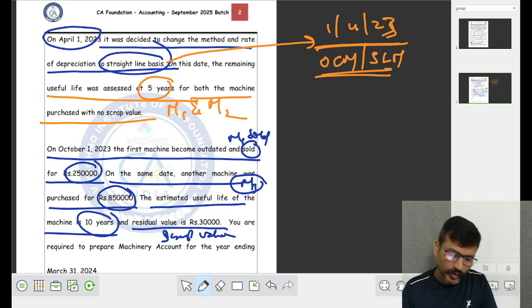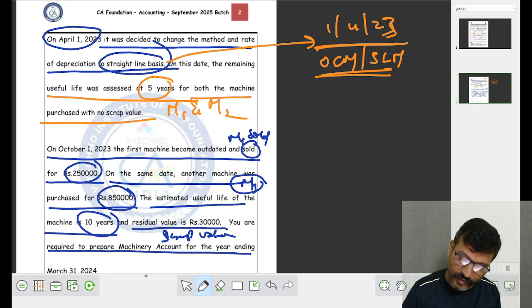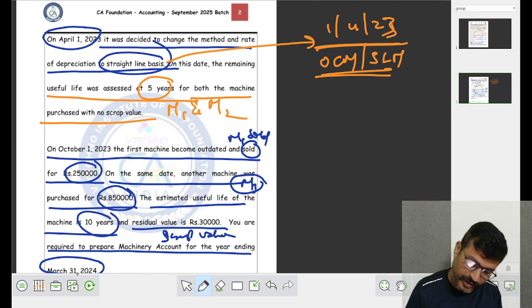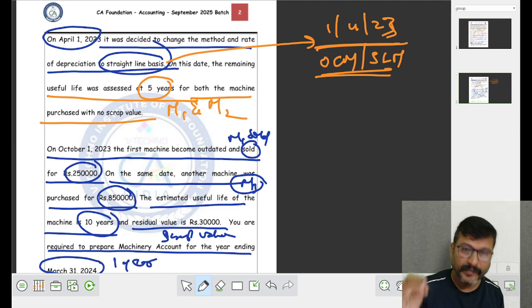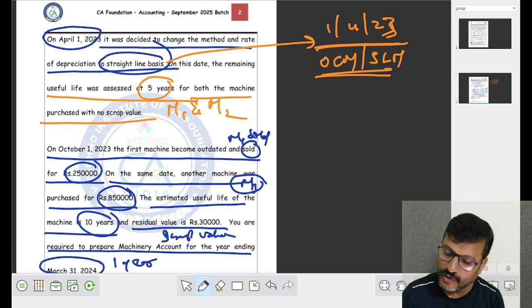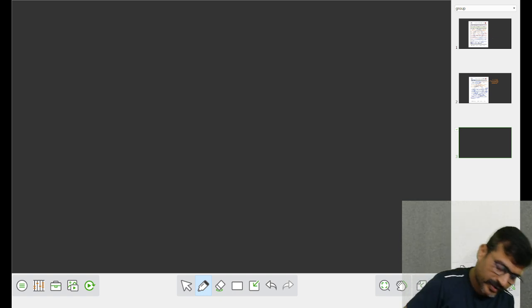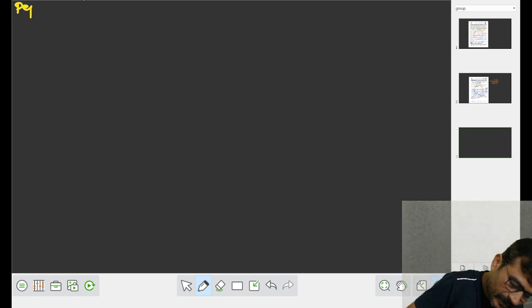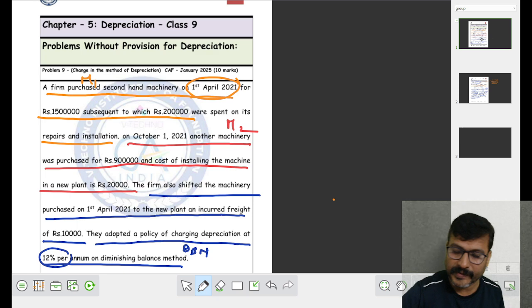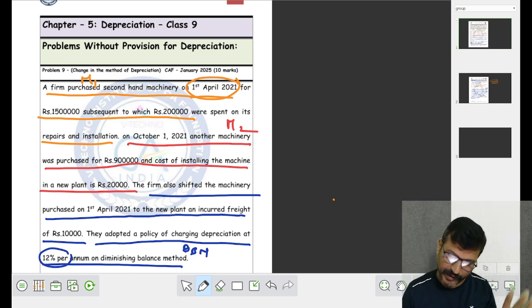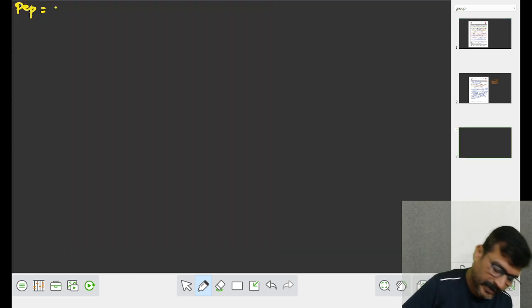Then what to do? You are required to prepare machinery account for the year ending 31st March 24. So you have to prepare machinery account for only 1 year. Okay, fine. Shall we move on to solution, my dear student? See what I should write here. First I should mention depreciation. What percent? See here. Now I am going in depth. Depreciation is what percent? 12% diminishing balance method.